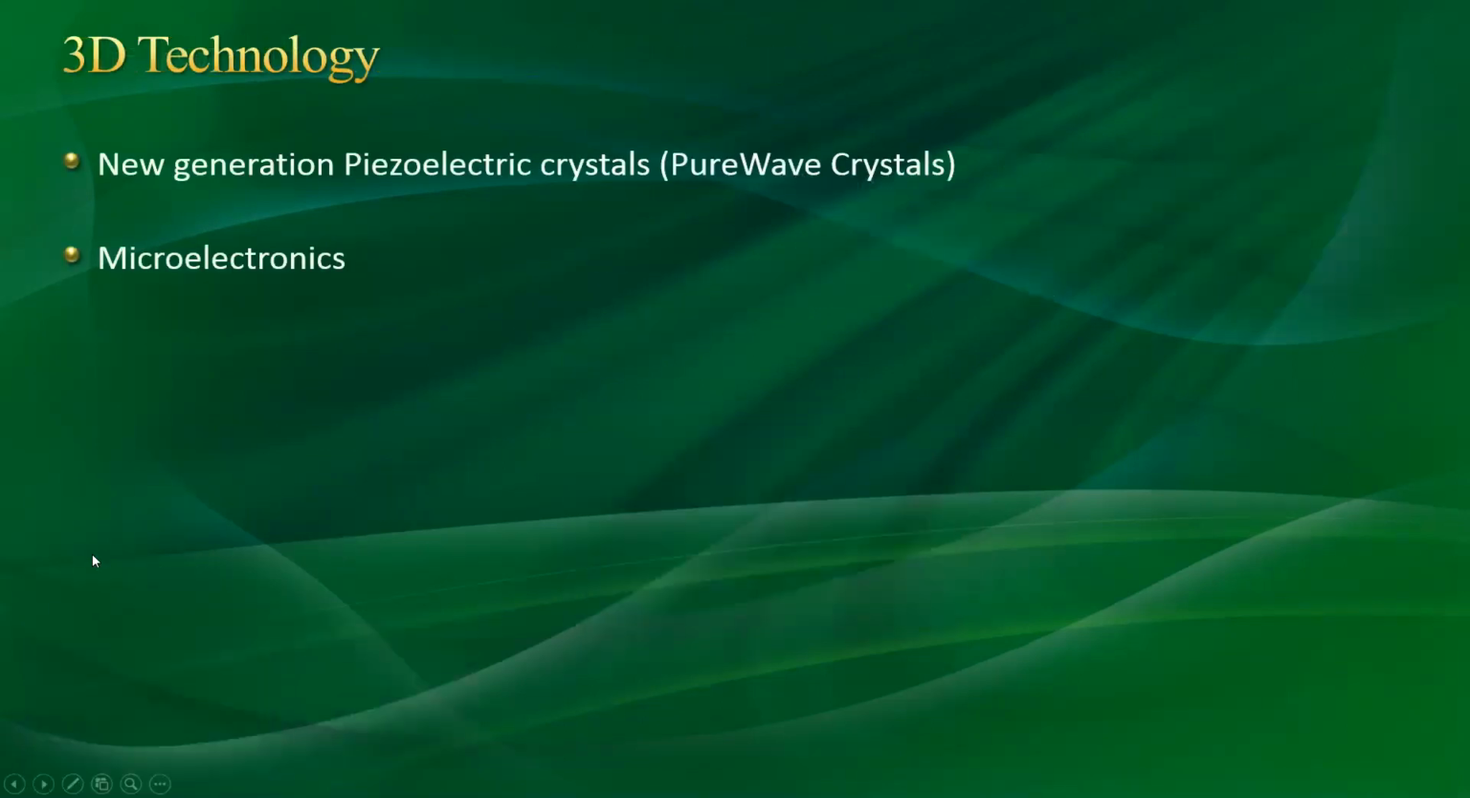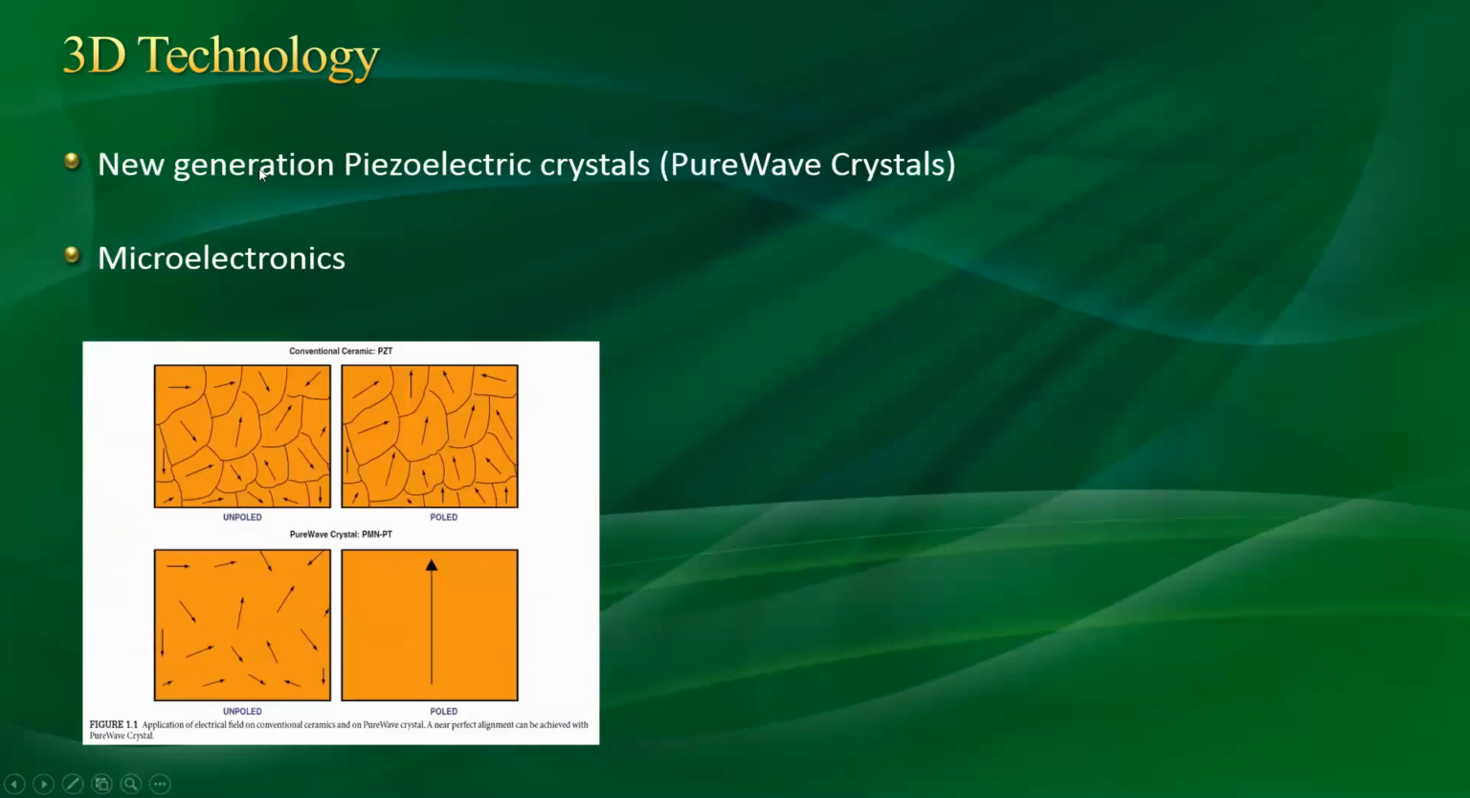So how did we get there? The concept of 3D echocardiography is not new. It's since the 1960s. But with the recent advancement in software and hardware, we were able to transform that theory into reality. That goes back to having a new generation of piezoelectric crystals. We call them the PureWave crystals, and having the microelectronics to put them in a small footprint on the echocardiography probe. Talking about the new generation crystals, I'm going to show you this picture diagram to explain the difference between the old conventional ceramic piezoelectric crystals compared to the PureWave crystals.